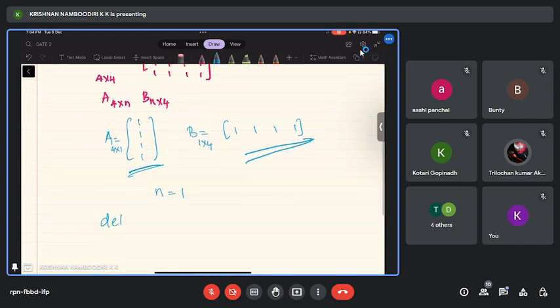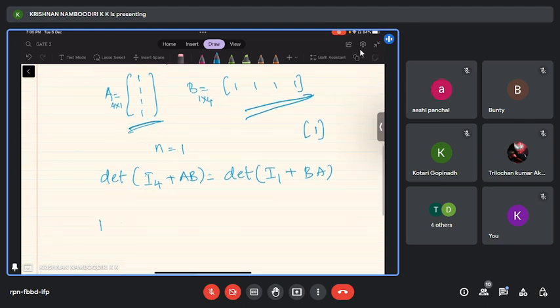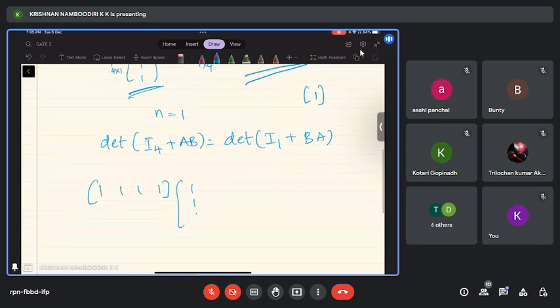So the determinant of I4 plus AB is what we need to compute. This is the given matrix. The determinant of I4 plus AB equals, with n equal to 1, the determinant of I1, which is nothing but 1, plus B into A. This is the property. Now what is B into A? 1, 1, 1, 1 is the B matrix, and 1, 1, 1, 1 is the A matrix. What is A into B? Sorry, B into A.